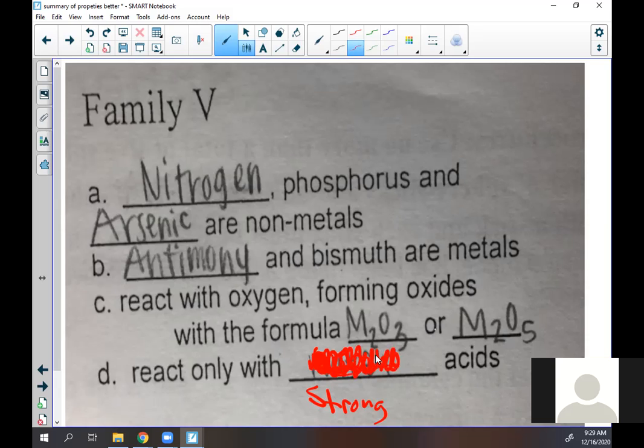Family 5, nitrogen, phosphorus, and arsenic are nonmetals. Antimony and bismuth are metals. They react with oxygen, forming oxides of M2O3 or M2O5. They react only with really, really, really strong acids. So pretty much say they don't react.